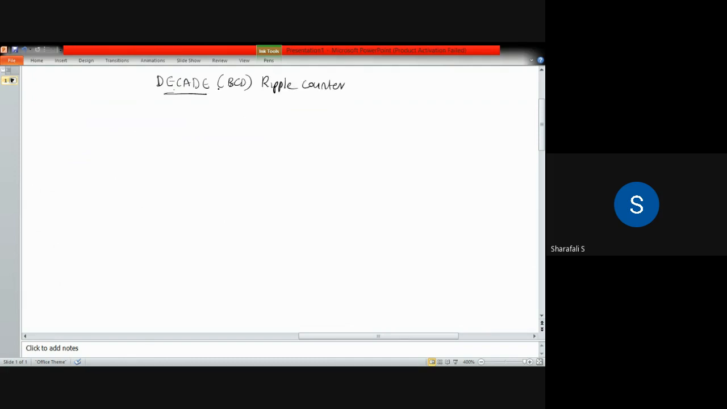So what does decade mean? Decade means 10. So we actually need a mode 10 ripple counter. Decade counter means mode 10 counter, and it is a ripple or asynchronous counter. The meaning of this decade ripple counter is a mode 10 asynchronous counter, which means that we are having 10 states.